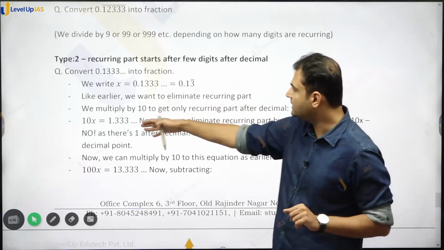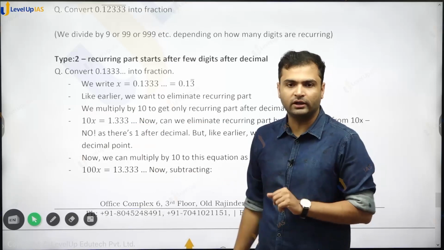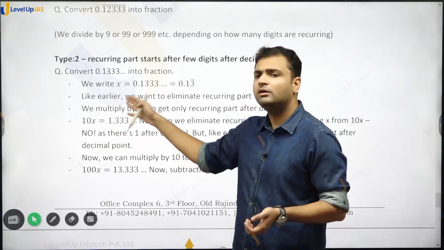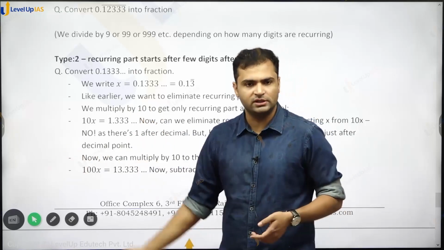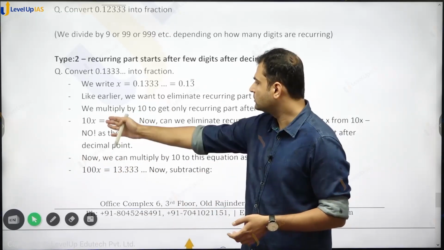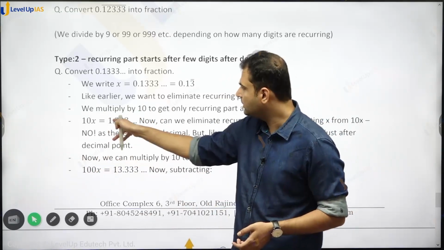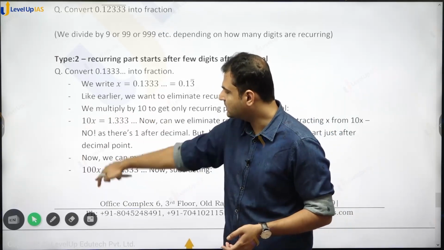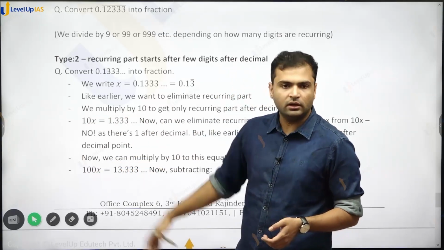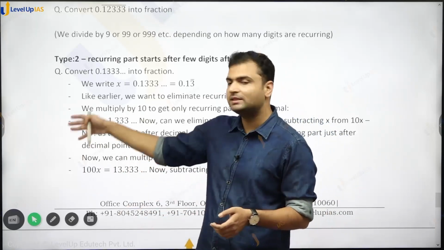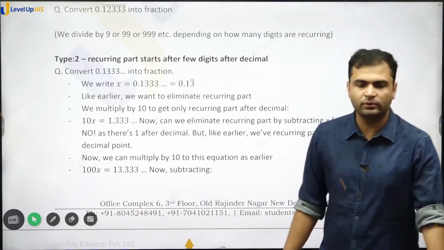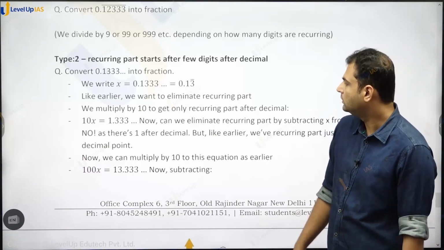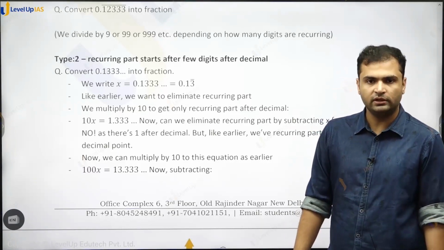तो वहां तक आ गए, 10 से मल्टीप्लाई करके 1.3333 आ गया. Now we know how to deal with it. For this number we can multiply by 10 and get the same number of digits after decimal point. So for 10x we get 100x and 13.3333 आ गया. Now we can subtract 10x from 100x and you will get 13 minus 1, 12. So 12 minus 90 आ जाएगा. So x will be equal to 12 divided by 90, right?